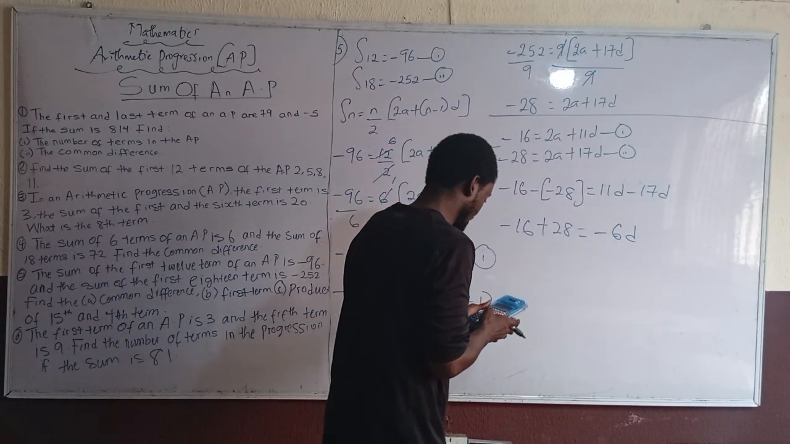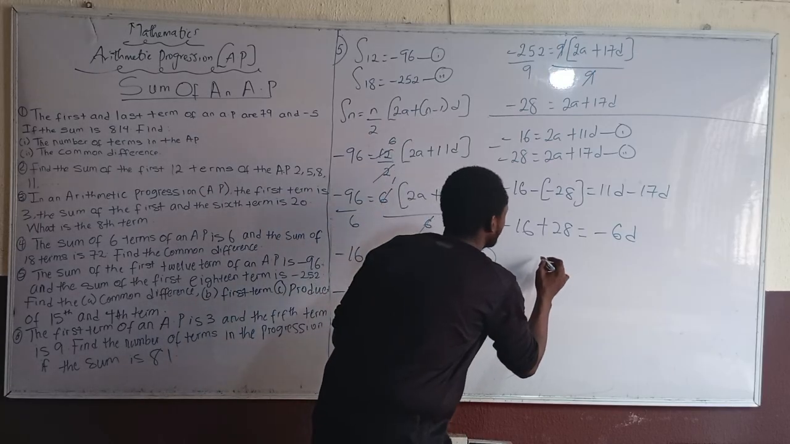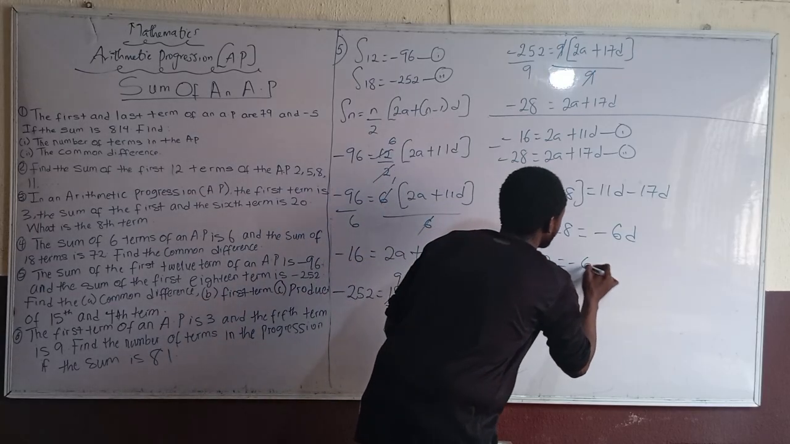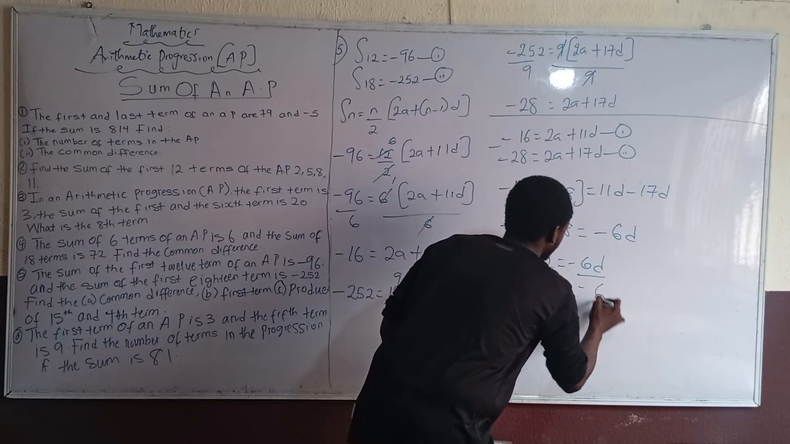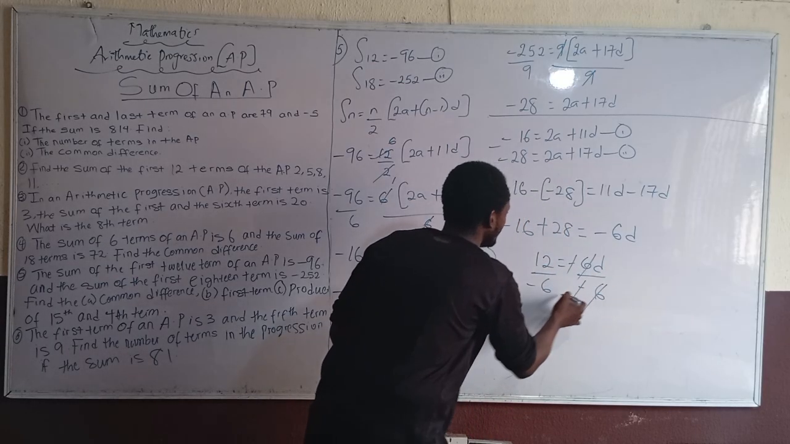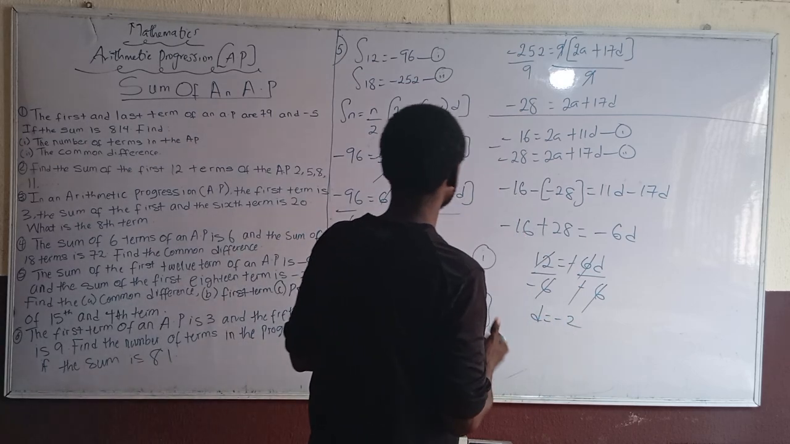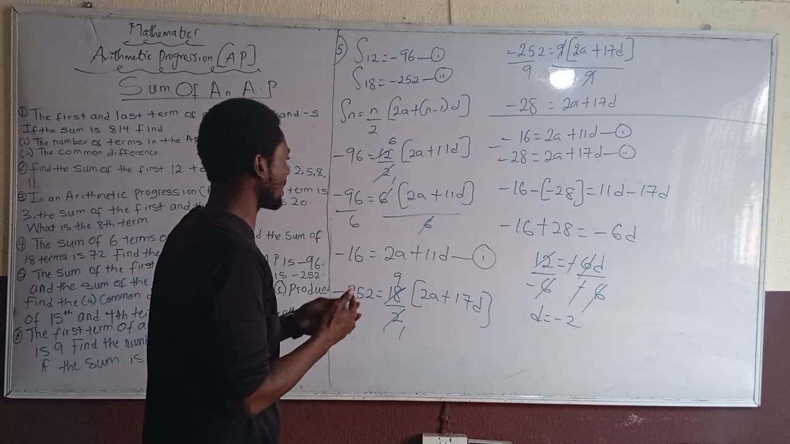So minus 16 plus 28, that is 12, equals minus 6d. Divide by minus 6, divide by minus 6. This cancels this. So my d is what? Minus 2. So from there, we move further.